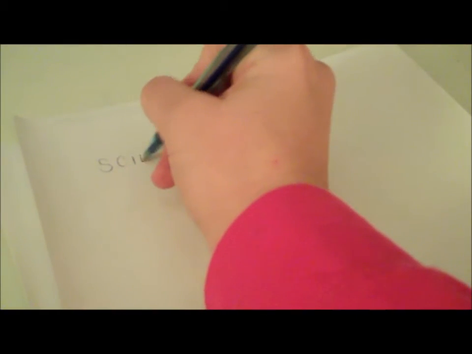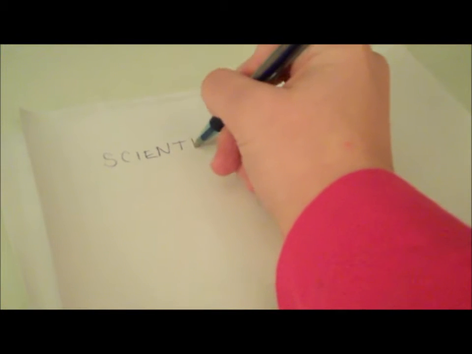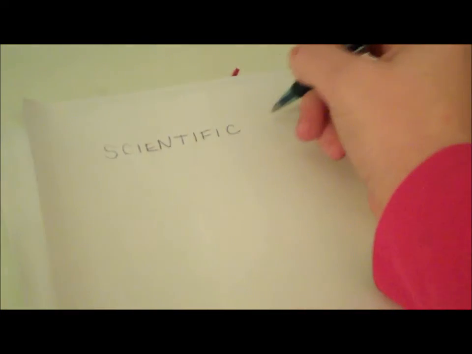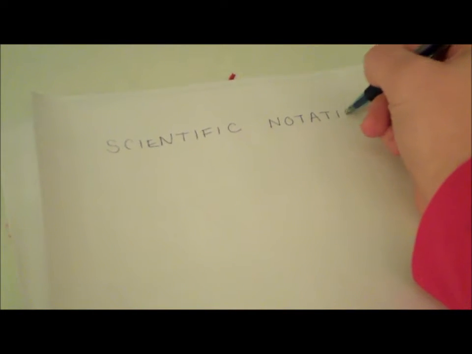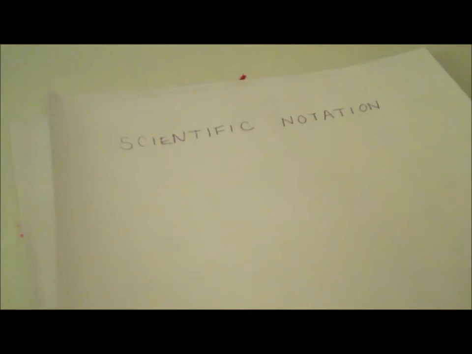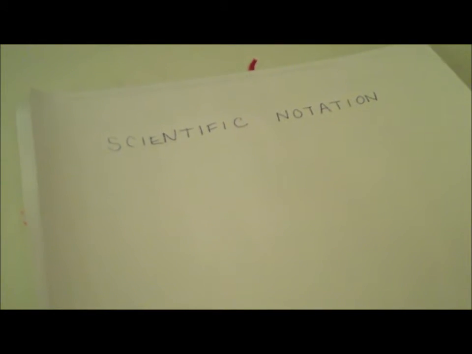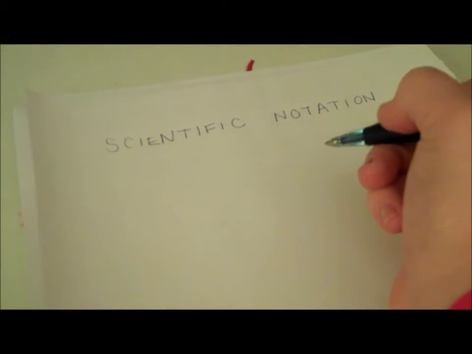Today's tutorial we will be focusing on scientific notation. Scientific notation plays a big part within chemistry because we're going to take a look at really large numbers and really small numbers and how to relate them through scientific notation. So let's look at a really large number.